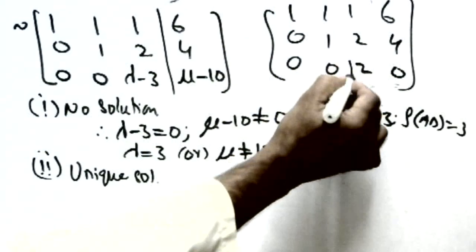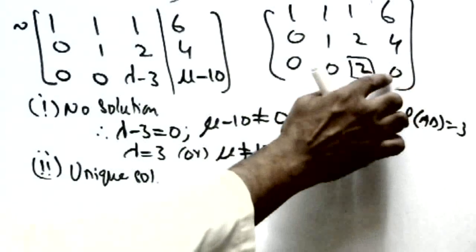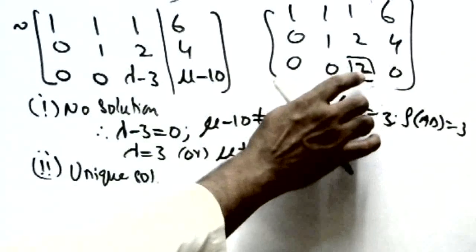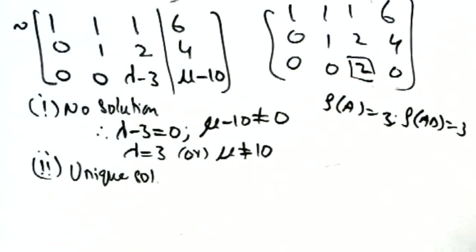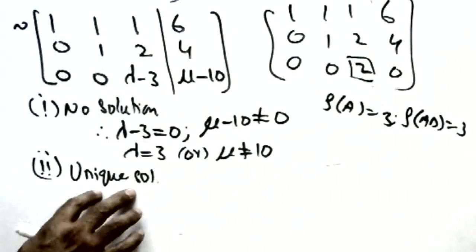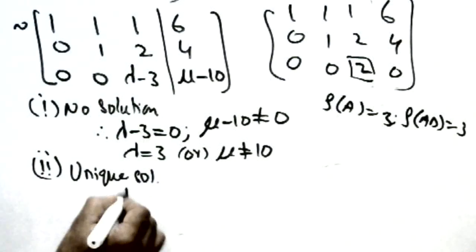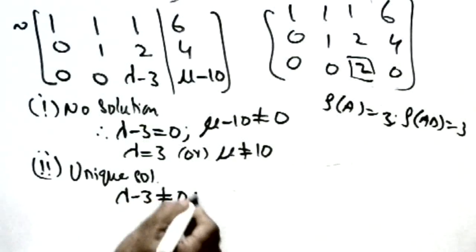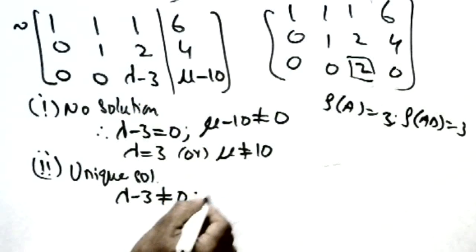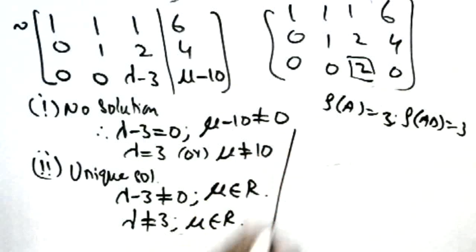AD means the complete augmented matrix. In this case we can have any number here, even 0, the rank is 3. So this should not be 0 for rank 3. If this is not 0, then the rank of AD is also 3, and A also 3. For unique solution we must have the rank equal to 3. That means this number should not be 0. Therefore lambda minus 3 should not be equal to 0, whereas we can have any number for mu. So mu belongs to any real number. Bring this minus 3 there, so lambda is not equal to 3, and mu belongs to any real number.